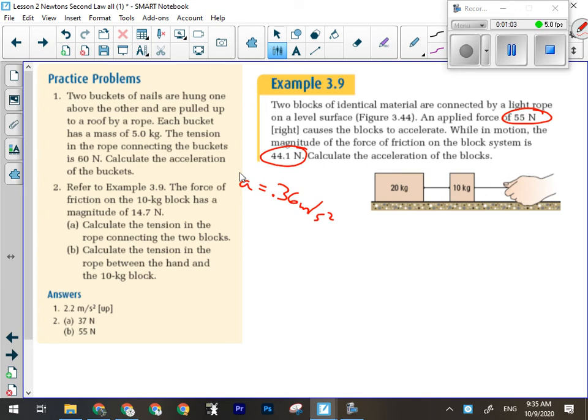So let's just quickly go over what we did with the 10 kilogram box. I know the mass of the 10 kilogram box, and I know the acceleration of the 10 kilogram box. What can I calculate right now about the 10 kilogram box? Which force? I have mass and acceleration, that calculates net force. Is that an important thing for me to know? Really important. So I'm going to do that first. F net equals m times a.